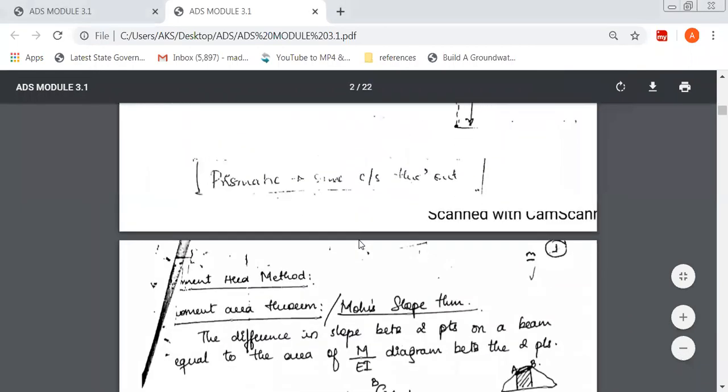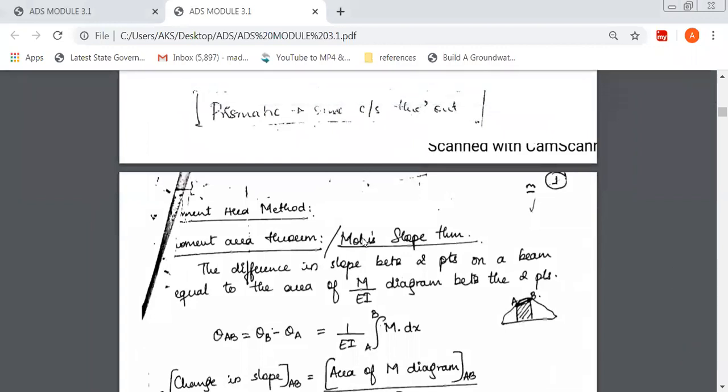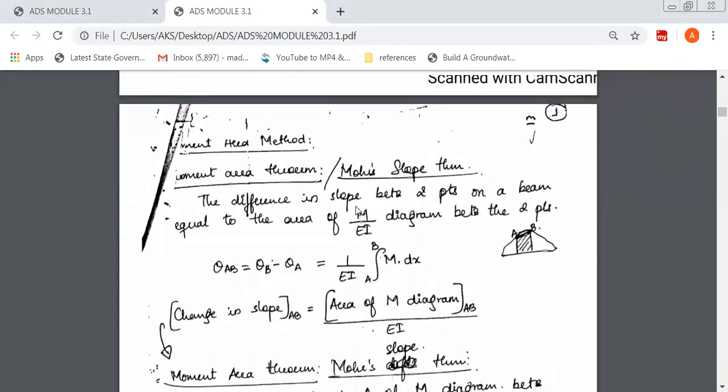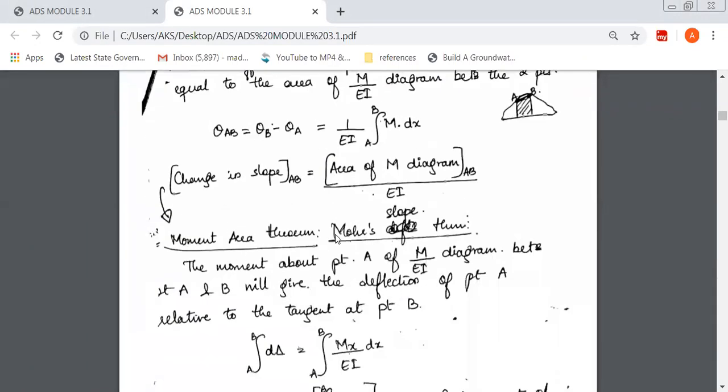Hello everyone. So today we'll be discussing the Module 3 concept. There are two theorems in this: the moment area method and the conjugate beam method. We'll deal with the first method, called the moment area method. In this method, there are basically two theorems. The first is Mohr's slope theorem, and the second is called Mohr's deflection theorem.